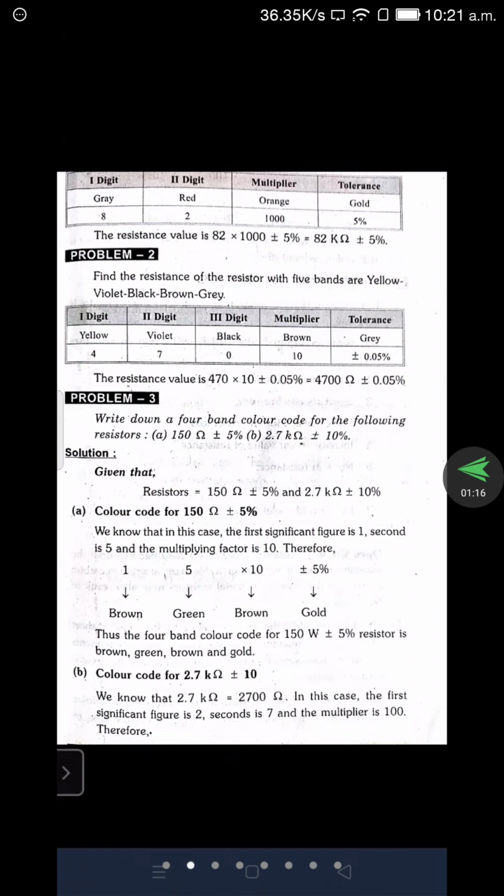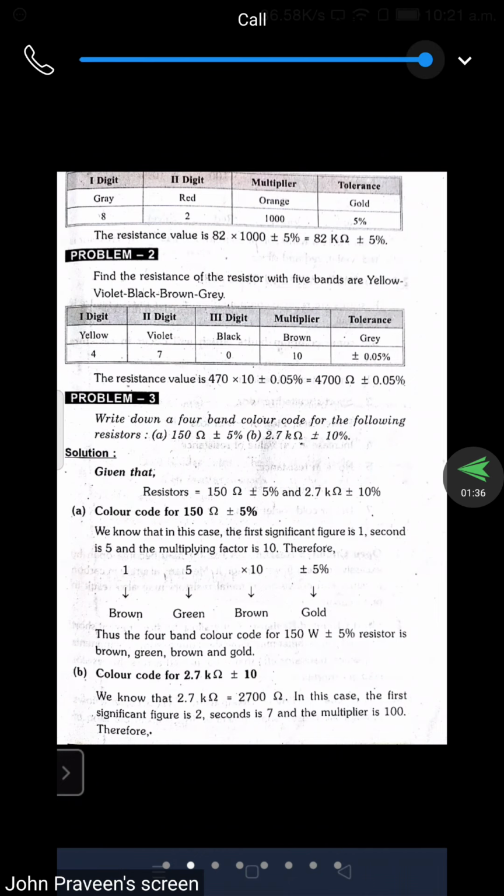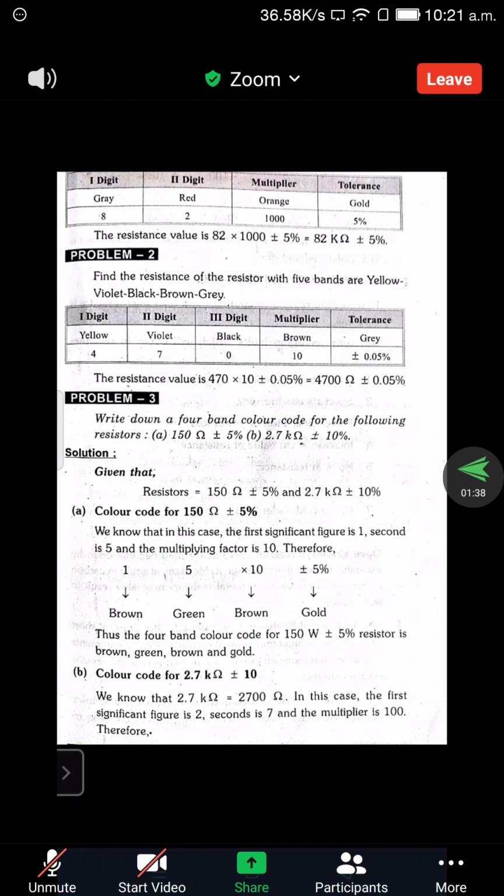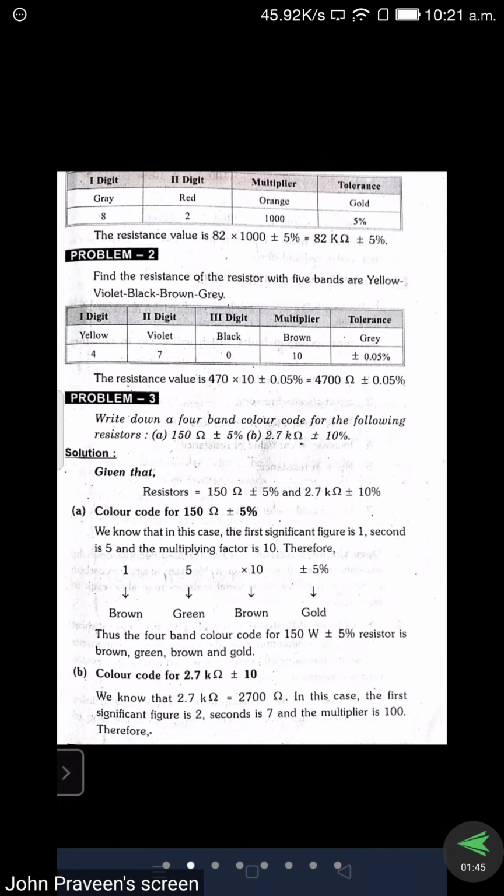So for example, in this textbook it is given as 150 ohms. If it is given in kilo ohms, we should convert it into ohms. But in the first problem, it is given directly in ohms. So plus or minus 5% indicates the gold color. Next, 150: we have the zero value, and zero is taken as a multiplier of 10. So 15 into 10.